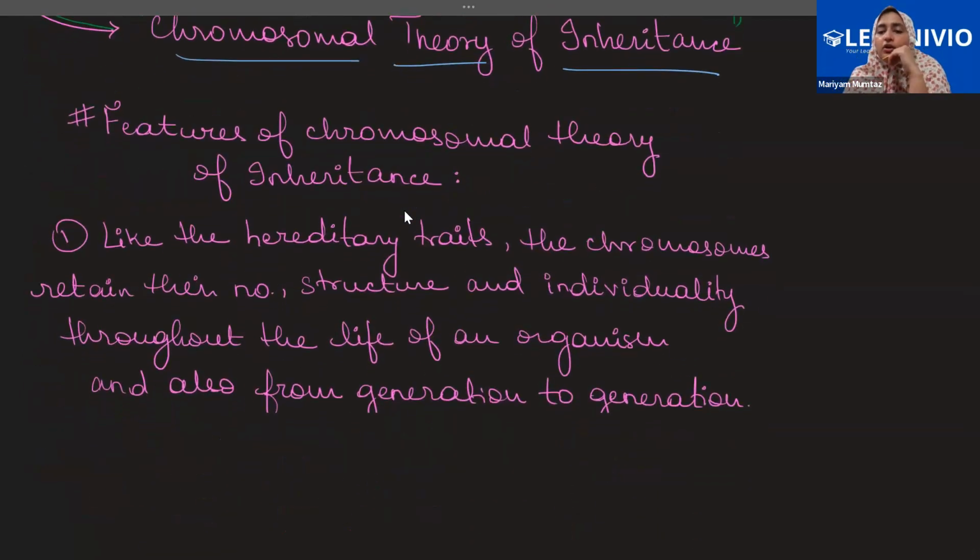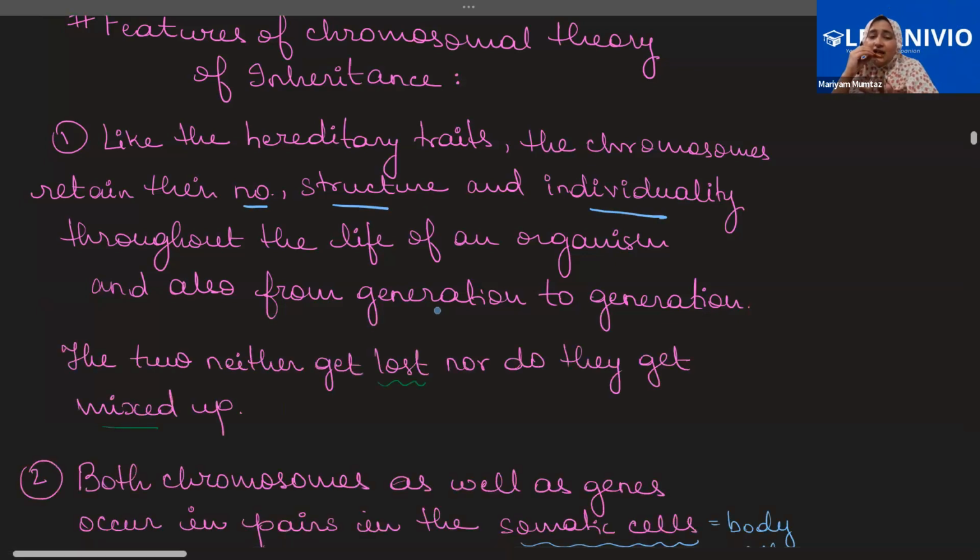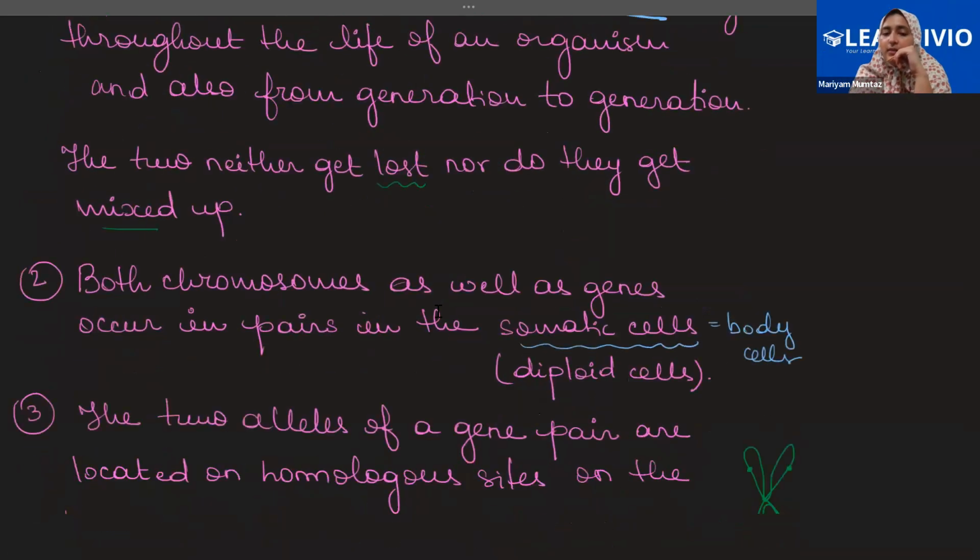Now talking about the features of the chromosomal theory of inheritance. Like the hereditary traits, meaning the genes, the DNA, the chromosomes also retain their number, their structure, and their individuality. Meaning, once the chromosomes are passed on from one generation to another, the chromosome does not change. Just like how the DNA does not change, the chromosome also does not get changed from generation to generation. They neither get lost nor do they get mixed up. This is the property that is shared by the chromosomes and the genes similarly.